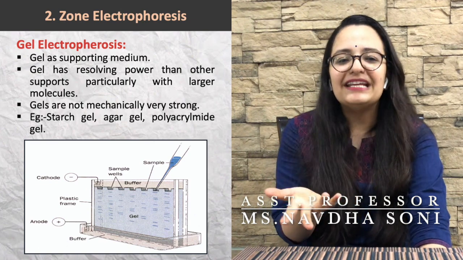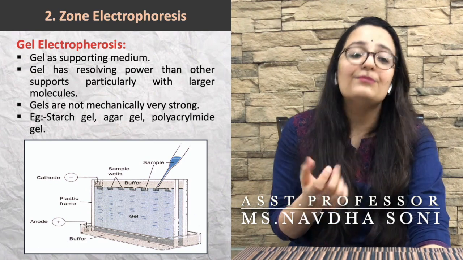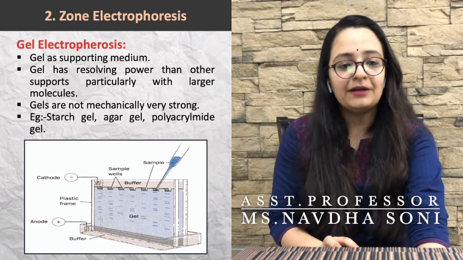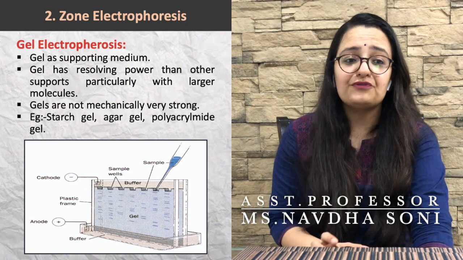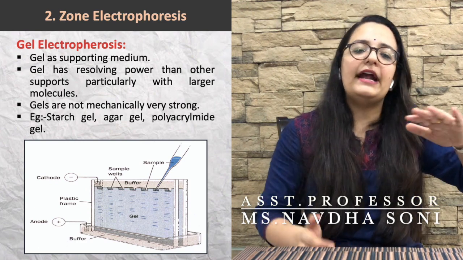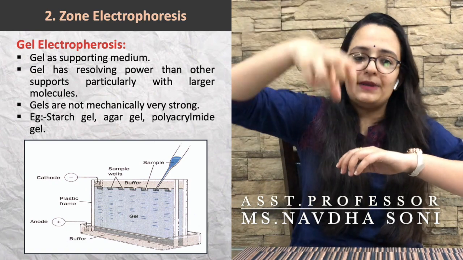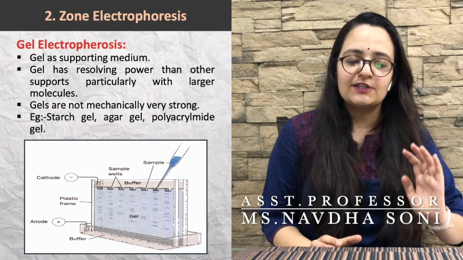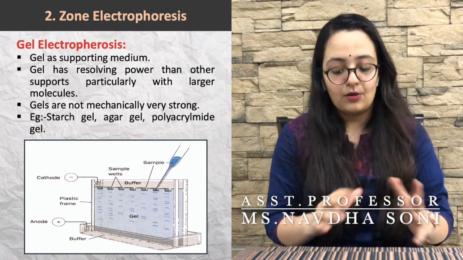Gels are not mechanically very strong, like starch gel, agar gel, polyacrylamide gels, etc. Here you can see the diagram of gel electrophoresis. Buffer solution is placed in the chamber, and the gel, with the sample placed on it, and the anode and cathode are placed. So according to its charge, the particles will be separated out.